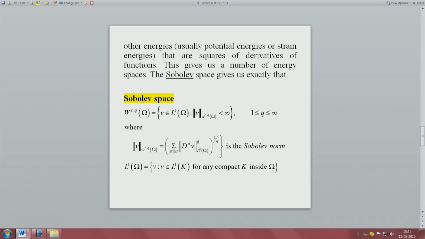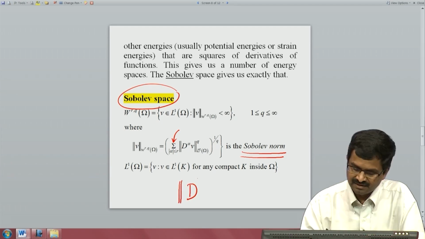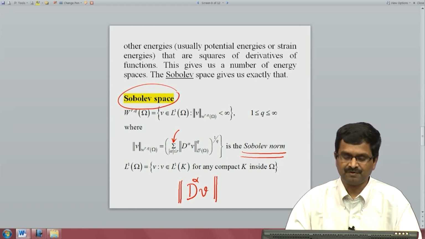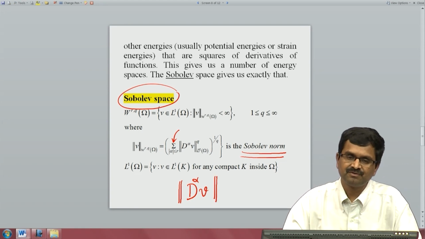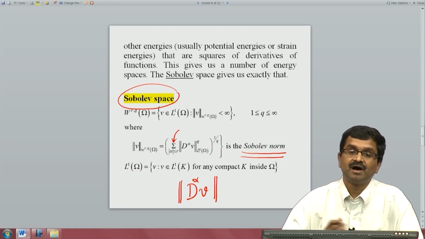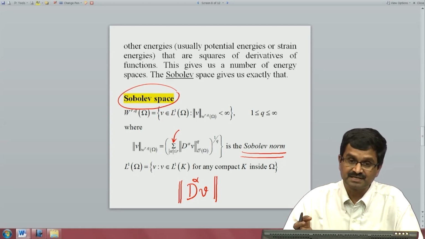It will become more clear when we talk about a more complicated thing called a Sobolev space, which has a Sobolev norm, which is a little bit more complicated. There is a summation over alpha such that its absolute value is less than r, and then we have a norm which has D raised to alpha v. The D is basically a differential operator. If alpha equals 1, it is a first derivative, alpha equals 2, it is a second derivative, alpha equals 0, it is the function itself, v itself.